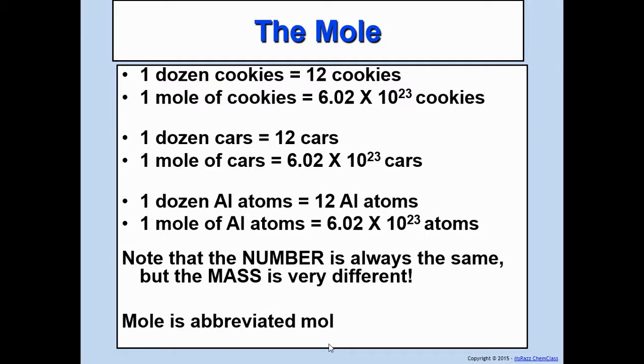When you're doing your problems, you can abbreviate mole with MOL. You can't abbreviate it with just a little m, because little m by itself stands for meters. You must write MOL. You can't abbreviate it as ML, because that's milliliters. The abbreviation for mole is MOL, or you can write the whole thing. It's not that much longer.